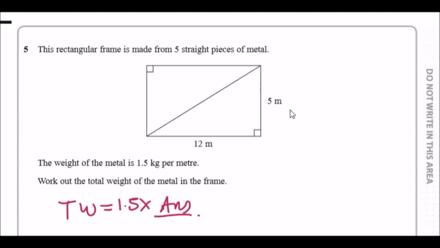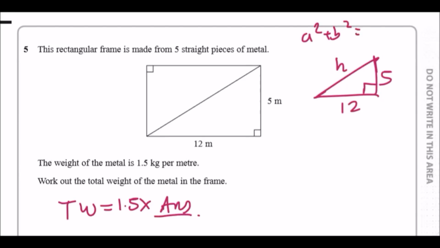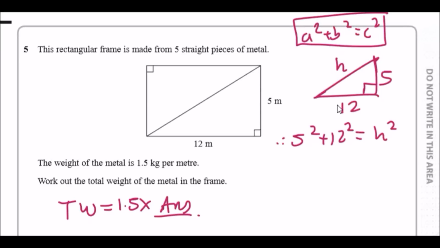Now, how to do this? Well, first things first, this is a right angle triangle, so using Pythagoras, we can work out this diagonal side. So let's draw our triangle here. Call this one 5 and 12. Call this one h, hypotenuse. So using the a squared plus b squared equals c squared method, i.e. Pythagoras, where a and b are the short sides, we can say now that 5 squared plus 12 squared must equal c squared, which is h squared. And we just solve it.